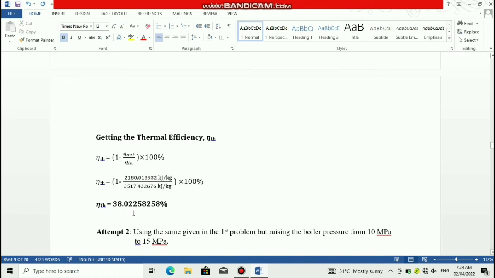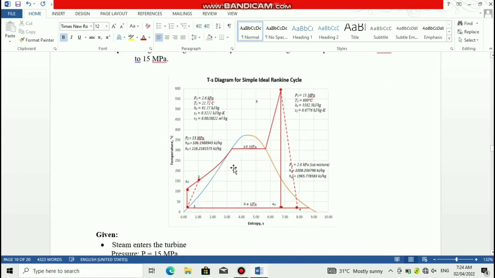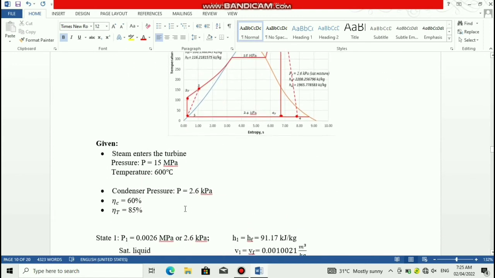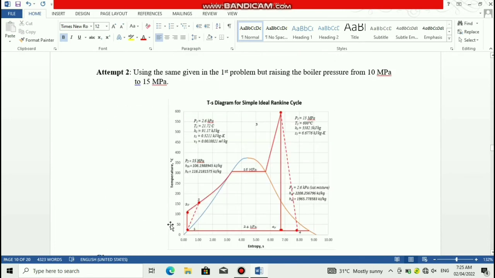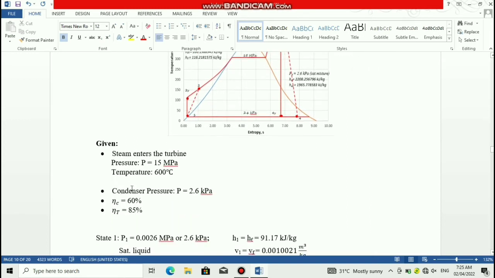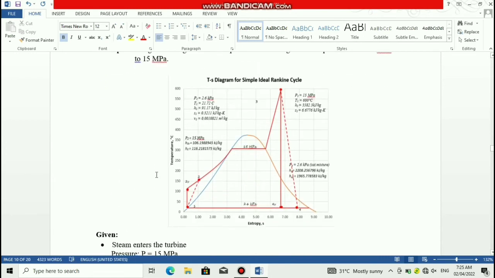get 38%. So for the second attempt, using the same given in the first problem, but raising the boiler pressure from 10 MPa to 15 MPa. So this is the diagram. We use the same process in getting the thermal efficiency. At this point, using the given in the first problem, we only change the pressure from 10 MPa to 15 MPa.